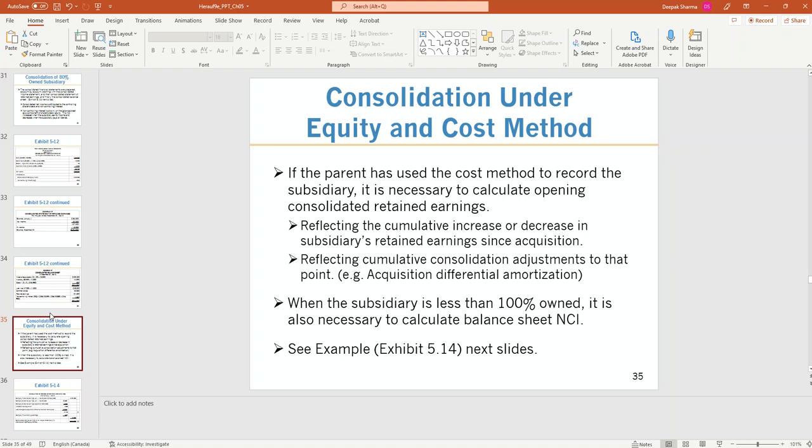When the subsidiary is less than 100% owned, it is necessary to calculate the balance sheet NCI. That is definitely going to be part of the consolidation. So if you're doing a consolidation with less than 100% ownership, you have to do the NCI calculation and show that on the working paper to show how you came up with that amount.